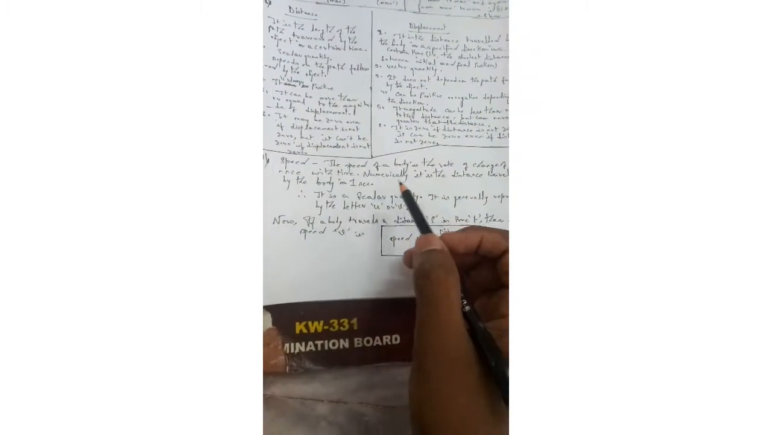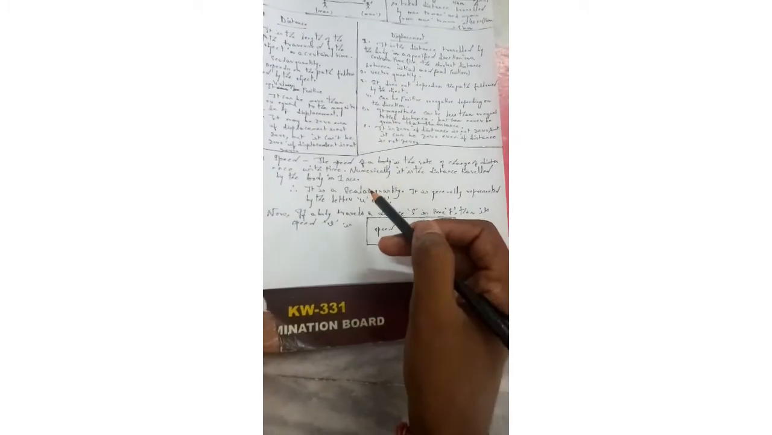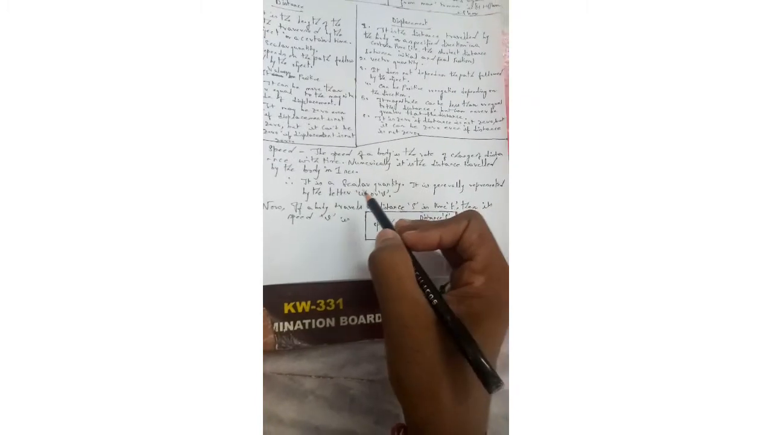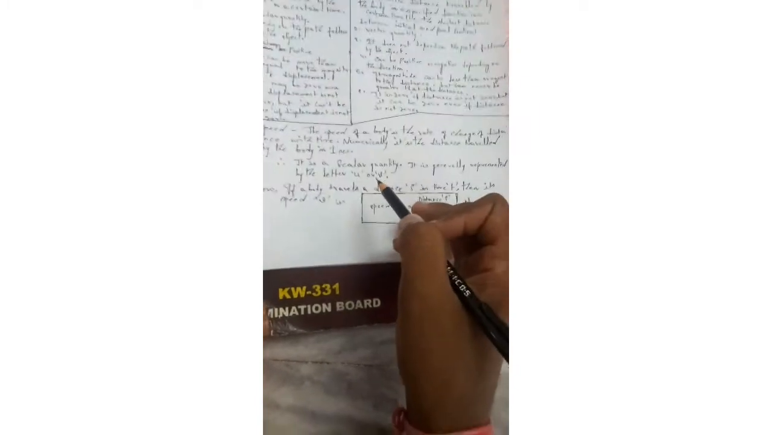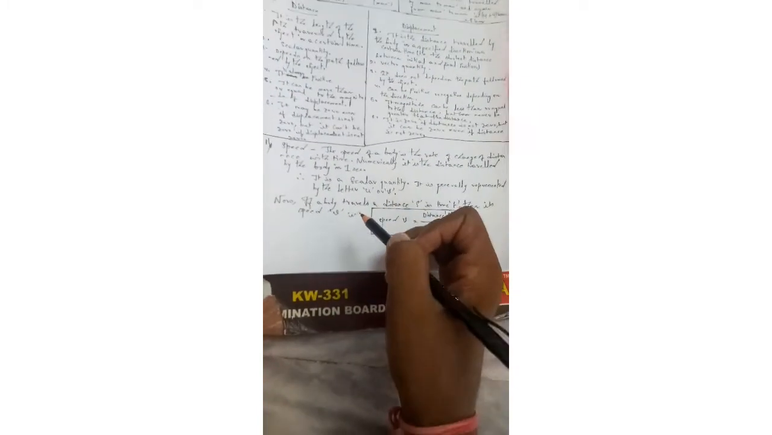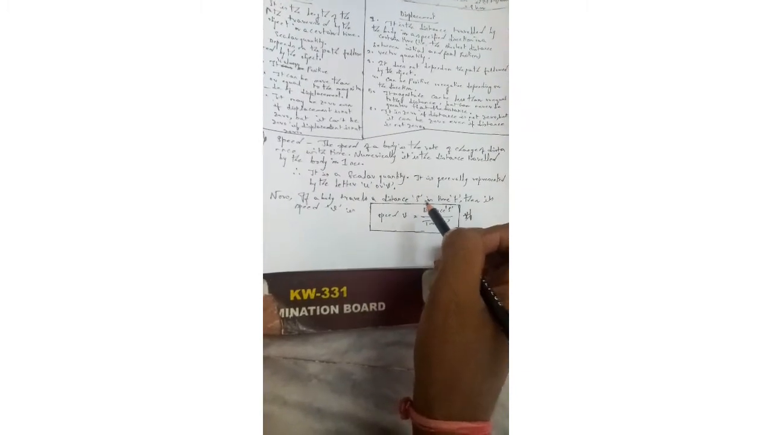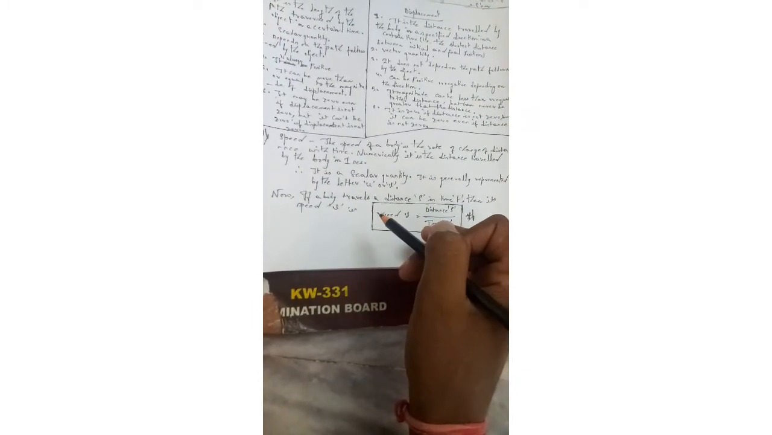Okay, so now this is the definition of speed. The speed of a body is the rate of change of distance with time. Numerically, it is the distance traveled by the body in 1 second. It is a scalar quantity, generally represented by the letter small u or small v. Now if a body travels a distance capital S in time small t, then the speed small v equals distance s by time t. So speed equals distance by time. We will do some numericals on the formula based on it. We give it a star mark. It comes in the exam.